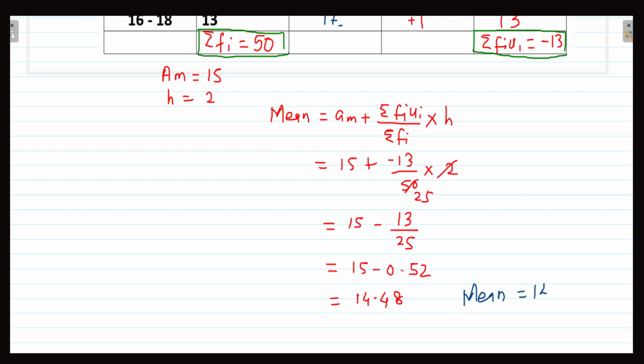So at the end you will write the answer: mean is equal to 14.48. Highlight your answer, the mean of the given data. Its unit is kilometer per hour, because the unit of the mileage is given as kilometer per hour, and therefore while writing the answer, write mean is equal to 14.48 kilometer per hour.